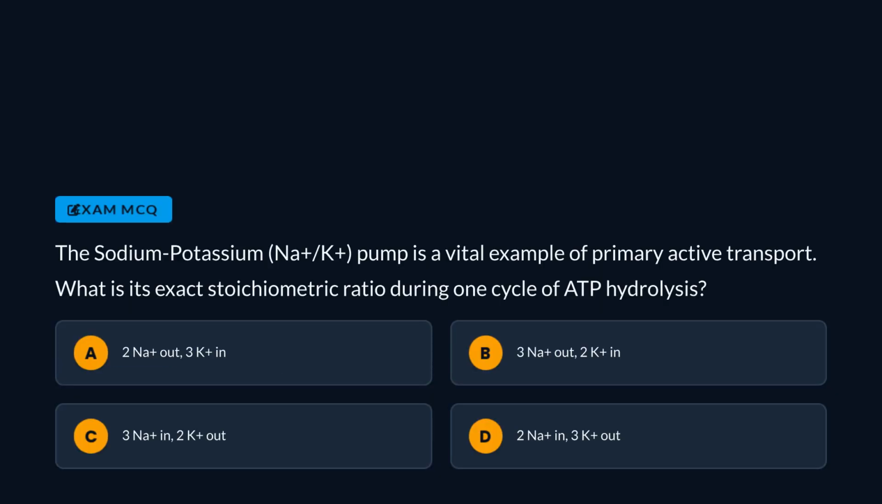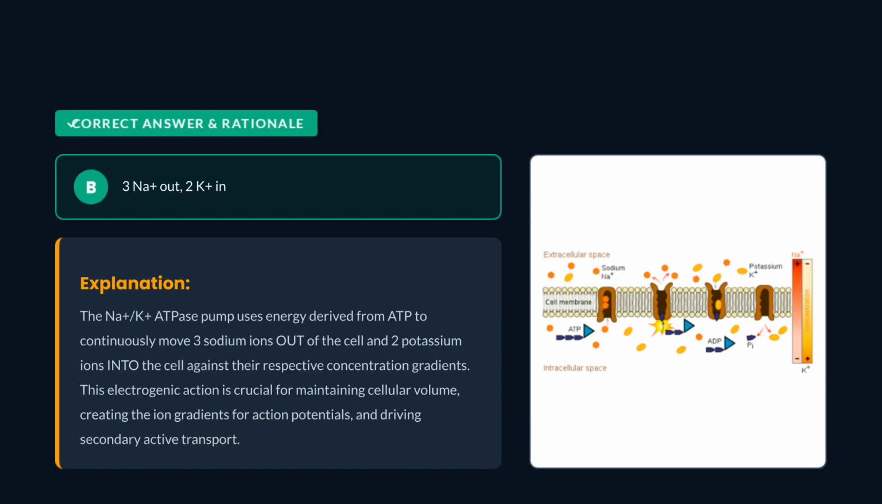The sodium-potassium pump is vital for primary active transport. What is its exact stoichiometric ratio during one cycle of ATP hydrolysis? The correct ratio is 3 Na+ out and 2 K+ in. This pump uses ATP energy to move 3 sodium ions out and 2 potassium ions in, maintaining crucial concentration gradients for cell volume and action potentials.